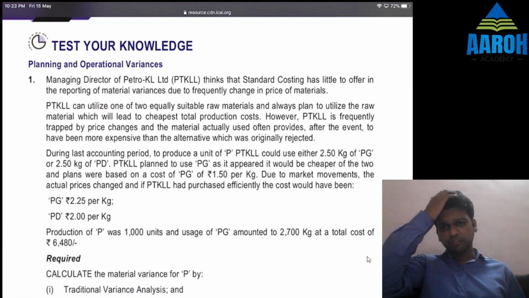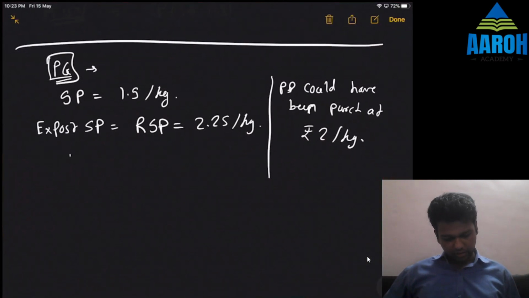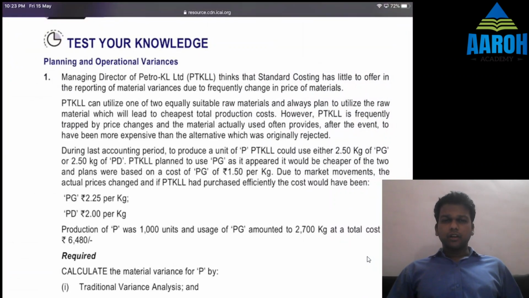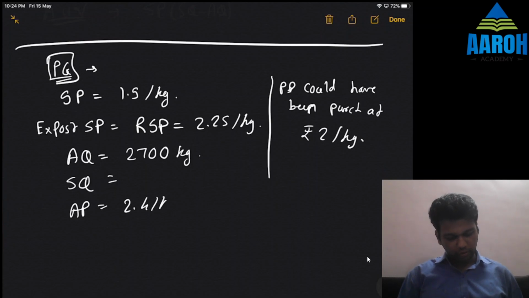Next, production of P was 1000 units and usage of PG amounted to 2700 kgs. So that is the actual quantity used, EQ is 2700 kgs. What do we need more? SQ and AP, right? Fine. At a total cost of 6480. So cost is going to be 6480 for 2700 kgs. Calculate how much it is per kg: 6480 divided by 2700 is 2.4 per kg. Okay, so actual price is 2.4 per kg.